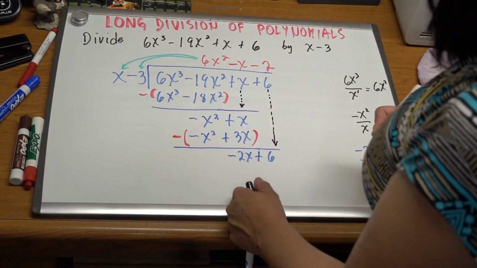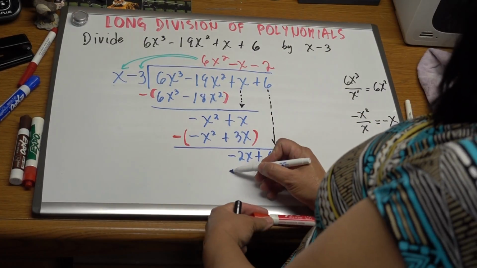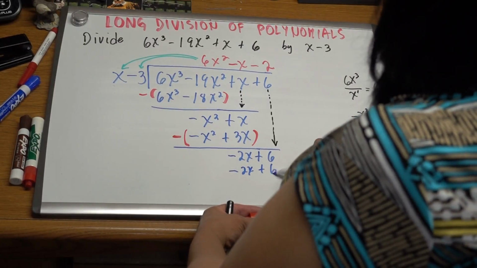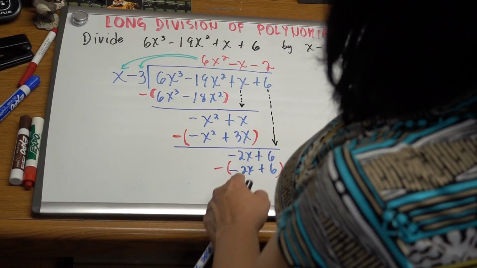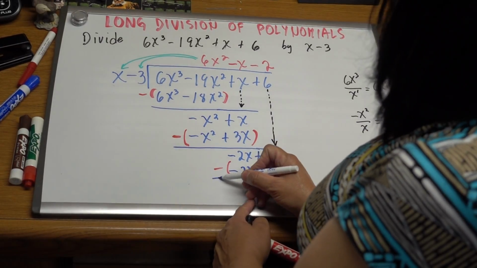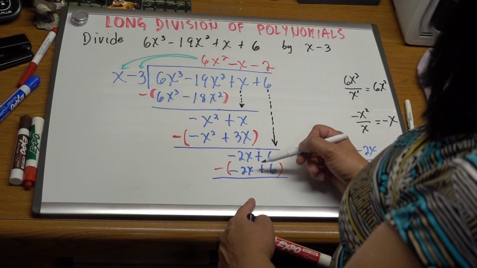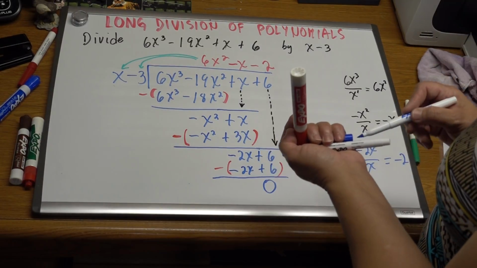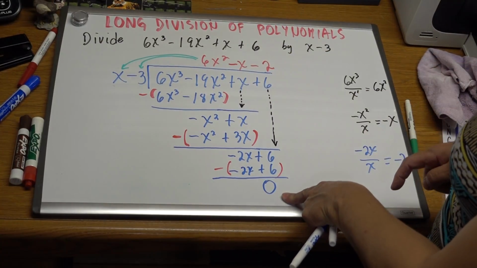Negative 2. Negative 2 times x is negative 2x. Negative 2x here. Negative 2 times negative 3 is positive 6. And we're going to subtract. This minus exactly the same thing, of course, has to be 0, right? Because it's exactly the same. Negative 2x plus 2x is 0. 6 minus 6 is 0. So the whole thing becomes 0 here. So the answer is going to be 6x squared minus x minus 2, and the remainder is 0.